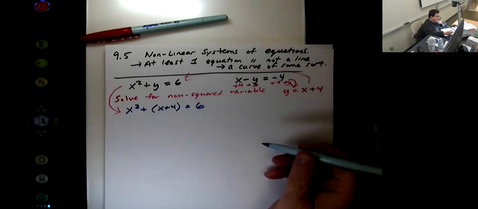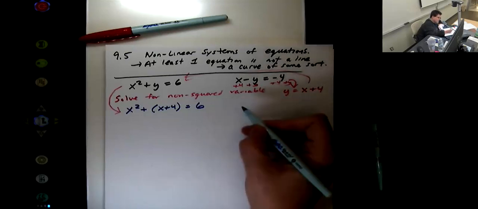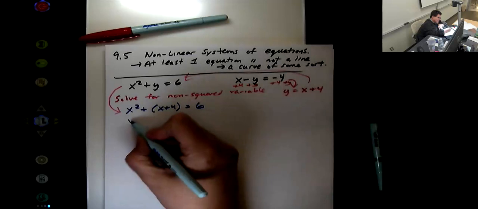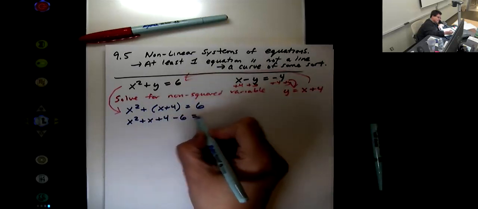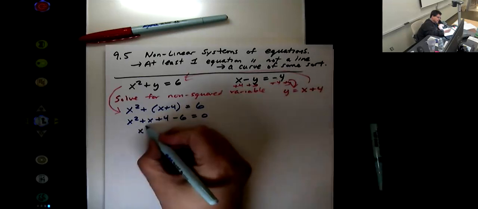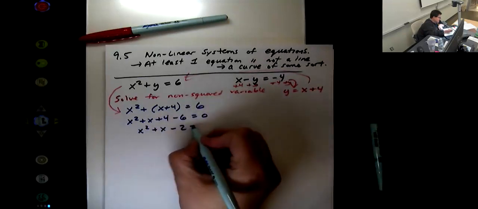Well, we've done these before. We know how to solve these. We want to get one side equal to 0 by subtracting 6 from the other side. So I got x squared plus x minus 2 equals 0.